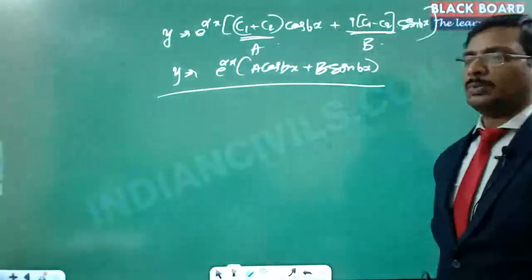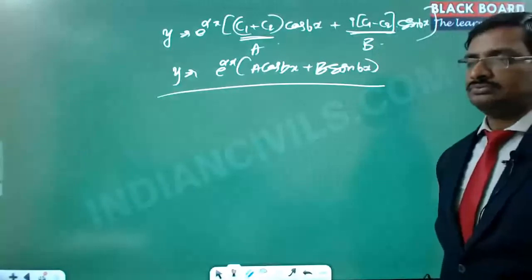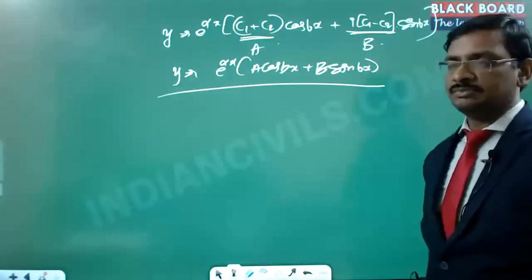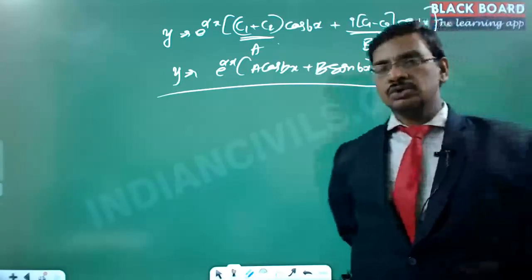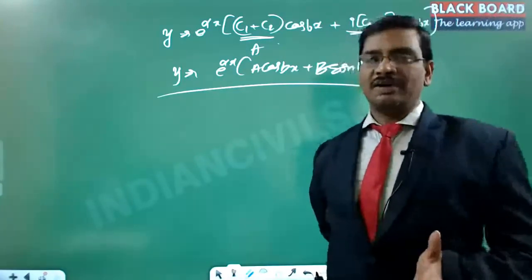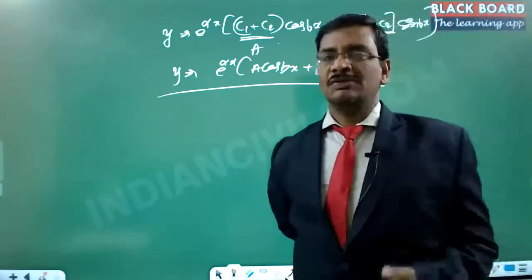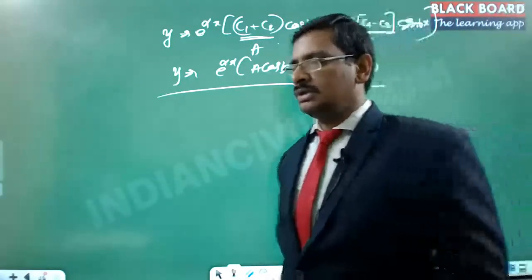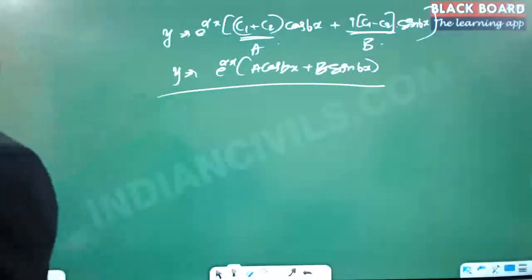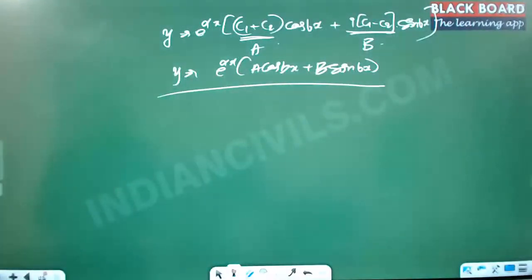Got it? I hope you understood this. Right? Any questions on this? So this is how we can find the complementary function for any particular integral value. Got it? Right? Okay. So I'll give you some assignment problems. You can try to solve them. So if you have any conceptual doubts, you can ask me now.